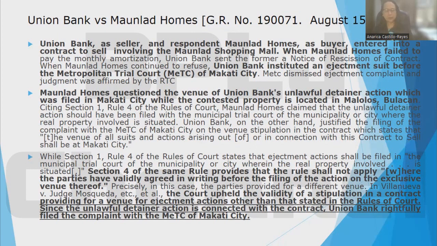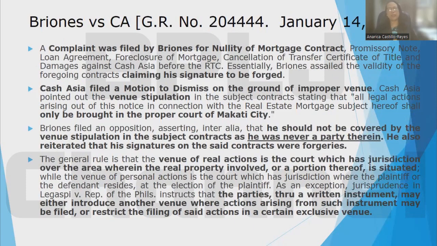Okay. Now, Section 4 provides that the rule shall not apply where the parties have validly agreed in writing before the filing of the action as to the exclusive venue thereof. The court upheld the validity of a stipulation providing for a venue of ejectment actions other than that stated in the rules of court. Since unlawful detainer is connected with the contract, Union Bank rightfully filed the complaint with the METC of Makati City. Okay?